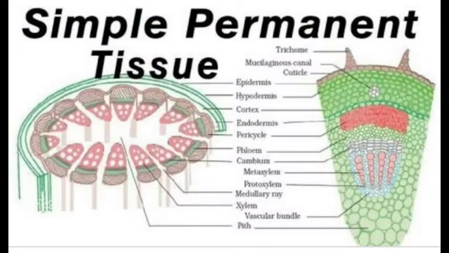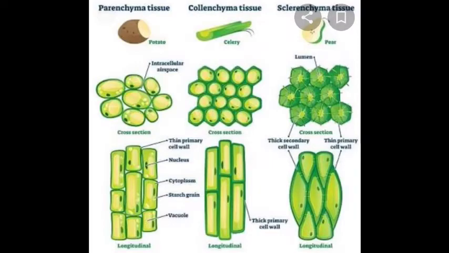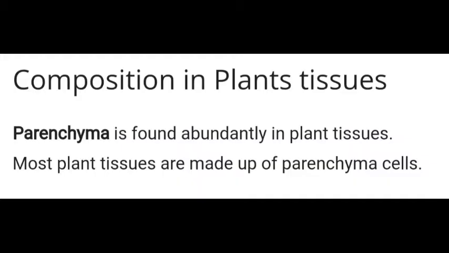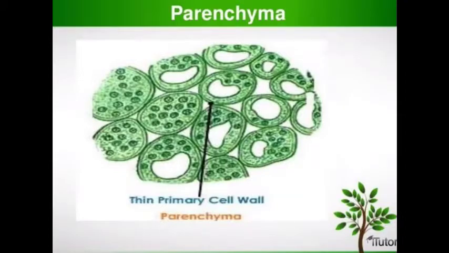Simple permanent tissue. They consist of only one type of cells. Types of simple permanent tissues are parenchyma. A few layers of cells form the basic packing tissue. This tissue is called the parenchyma. It consists of relatively unspecialized cells with thin cell walls.